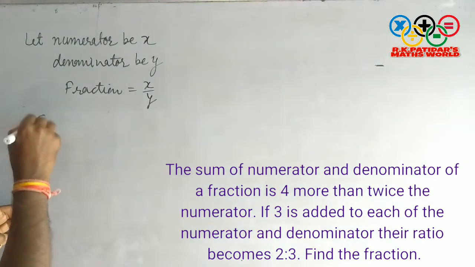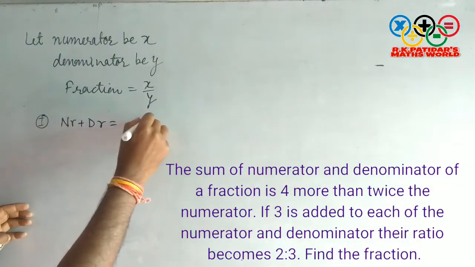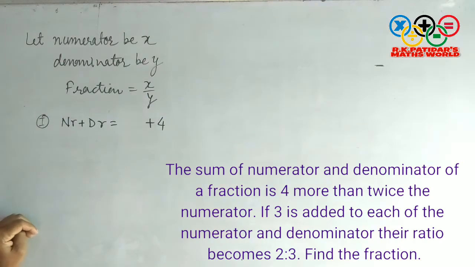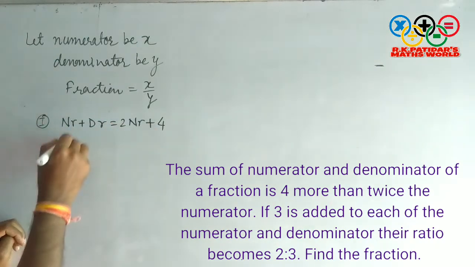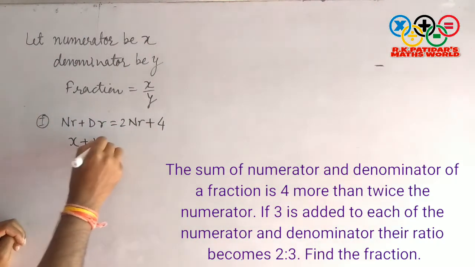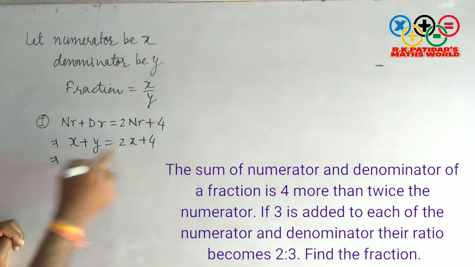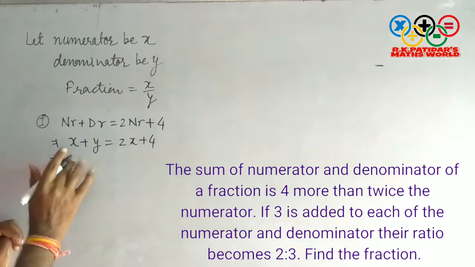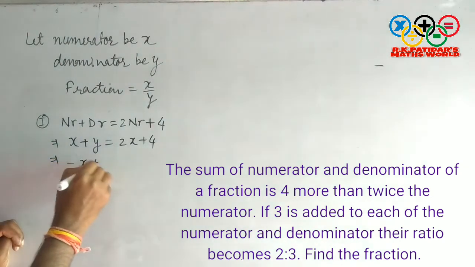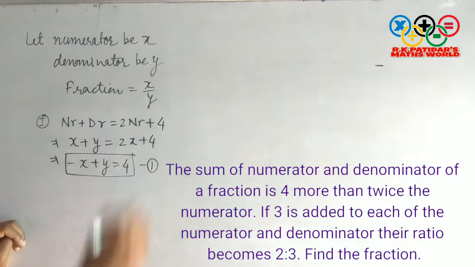First condition, the sum of numerator and denominator is 4 more, means plus 4. More होगा तो plus 4 कर लेंगे, less होगा तो minus. तो 4 more than what? Twice of numerator. So numerator is x, denominator is y. 2, again numerator is x plus 4. x को इधर ट्रांसपोज कर लेंगे 2x, तो x minus 2x, x minus 2x is minus x plus y is equal to 4. This is our first equation.